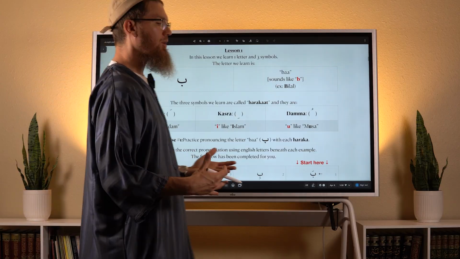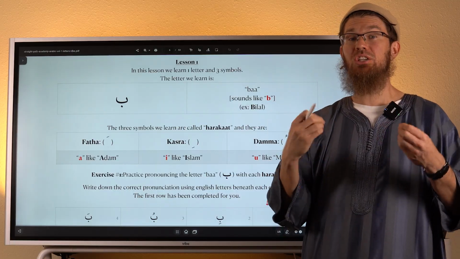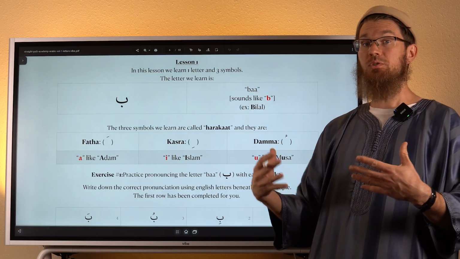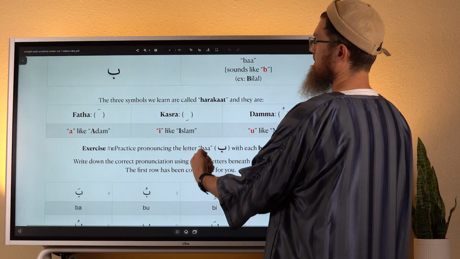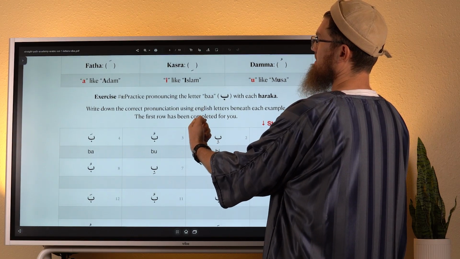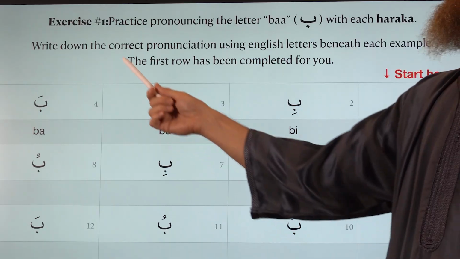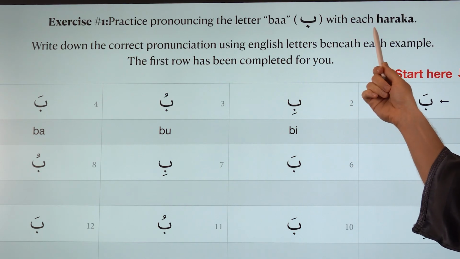So now that you have learned one letter and three symbols, the next step is making sure that you have memorized this information. And something that helps with that is repetition. Therefore, after each lesson, we have exercises designed to help you memorize and also test your memorization. So it says exercise 1, practice pronouncing the letter ba with each harakah.